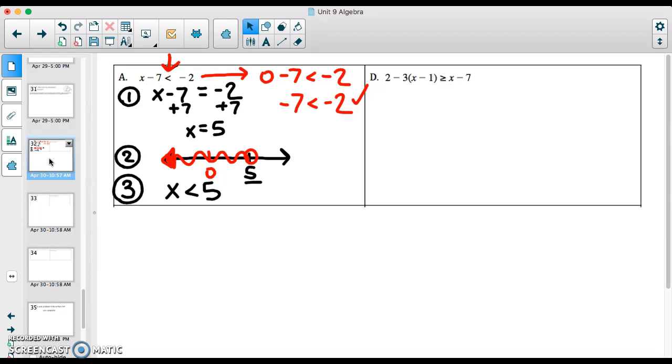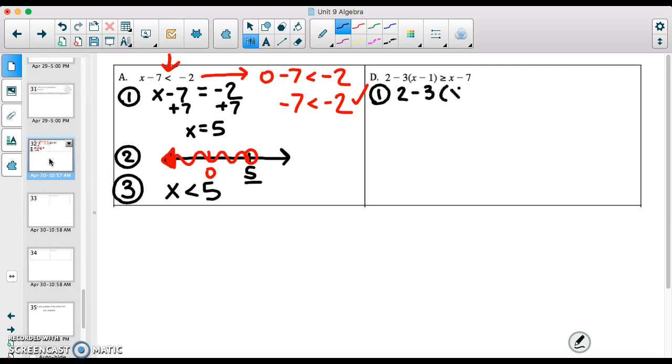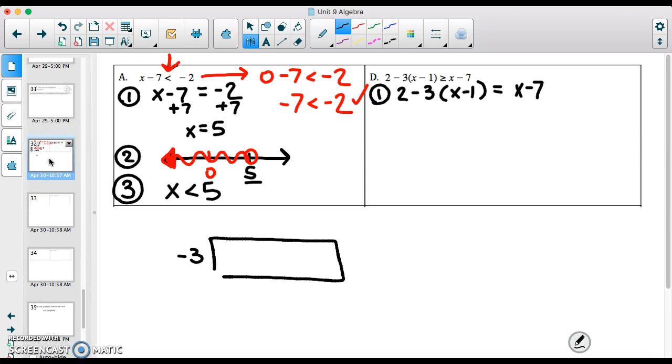Awesome. Let's try letter D, even though it's not alphabetically next, it's kind of visually next. So let's see if you remember what to do for part 1. We solve for my boundary point. So I change my inequality to be an equal. And I solve like normal. If you need a little help, it looks like we have to distribute this -3.